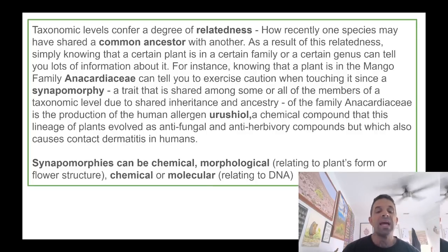All right, these synapomorphies can be chemical, morphological, or molecular. So like a third of the members in the mango family produce urushiol, which is the compound that causes a rash in like 80% of the human population if they touch poison oak. Urushiol evolved as an antifungal and anti-herbivory compound to deter fungi and insects. It didn't evolve for us; it just happens to cause a rash in humans, and so a lot of the plants in that family produce it. Not all of them, but a lot of them do.